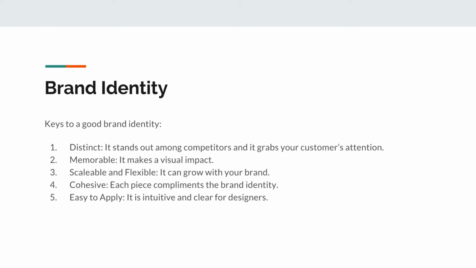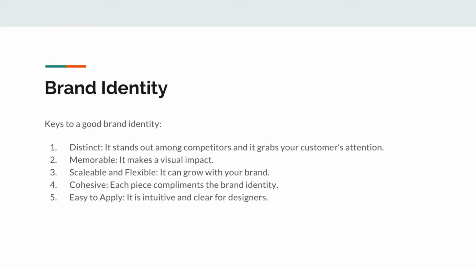Number 4, it has to be cohesive. Each piece of your brand identity has to complement each other. So if your logo is a very traditional logo that is simple and straightforward, but all of your marketing efforts are completely disjointed and confusing and hard to understand, those two identities are perfectly fine separately, but together they kind of clash and it makes it hard to really pin down your brand identity.